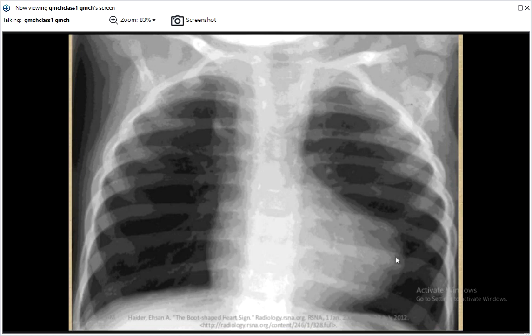And this is a typical upturned apex boot-shaped heart. So this is specific for tetralogy of Fallot. So these are the three main X-rays, the book pictures in cardiology, which you will be asked about.